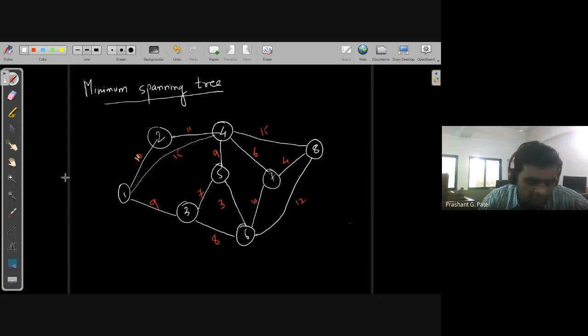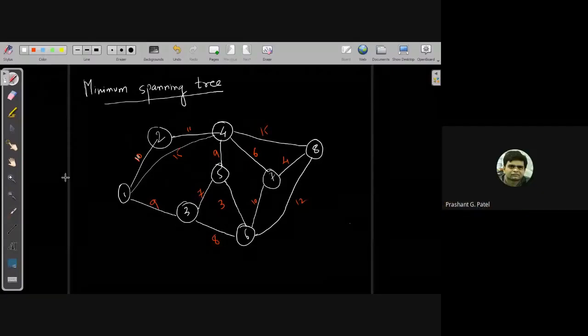So for a large sparse graph, the Kruskal algorithm is more preferable to use. In this online lecture, we are dealing with how to calculate the minimum spanning tree from the given graph.